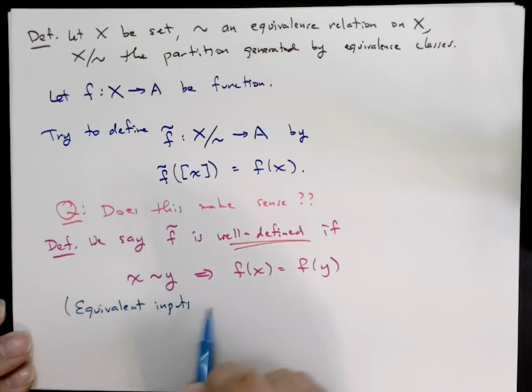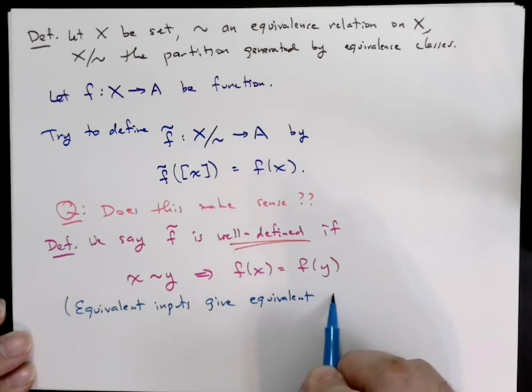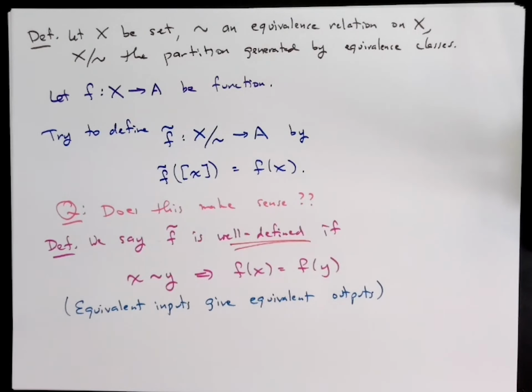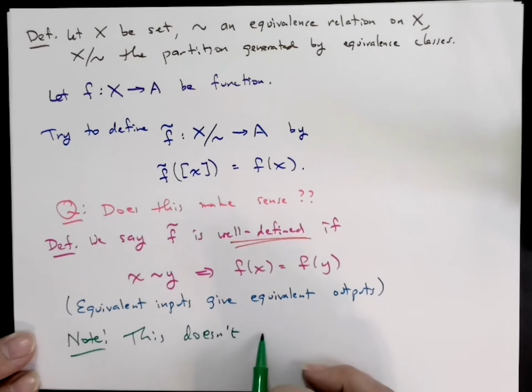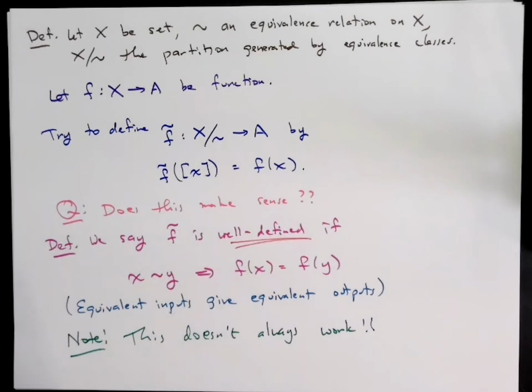Said another way, we need f to respect the equivalence relation in the following way. Whenever x is equivalent to y, we need that f of x be equivalent to f of y. But note, this may or may not be true, depending on the situation. We have a couple of examples.